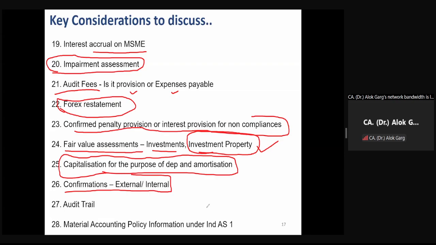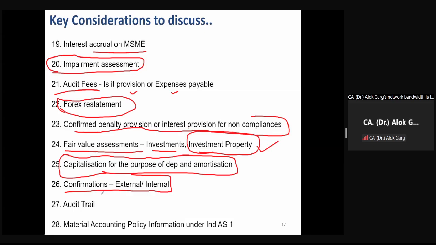Confirmations, external or internal confirmations, for example, debtors, creditors, lawyers, treasury, which is bank, FDs. So these kinds of external confirmations are important, which have to go to the auditors directly. Internal confirmations can be done for the estimates which have been internally generated and weighed by the management.